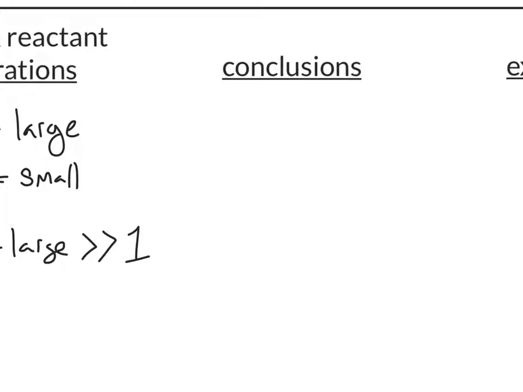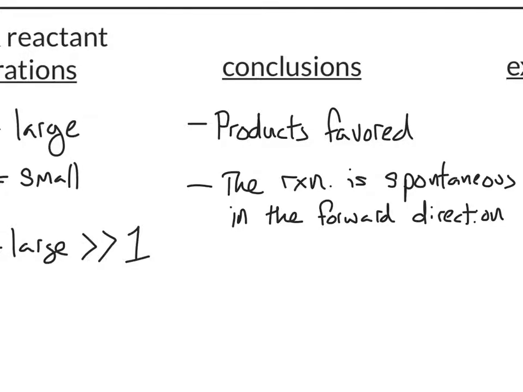One of the conclusions of this is that products must be favored because the concentration of products is very large. Another way to think about this in the context of delta G is that the reaction is spontaneous in the forward direction. If at equilibrium there's a large concentration of products, we can conclude that the reaction must proceed in the forward direction spontaneously.